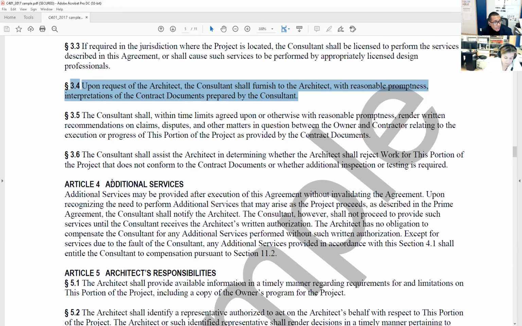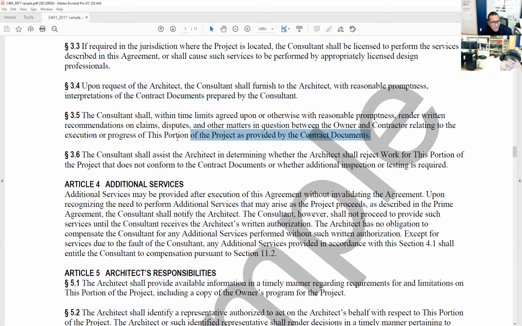Okay. Section 3.5, the consultant shall, within time limits agreed upon or otherwise with reasonable promptness, render written recommendations on claims, disputes, and other matters and questions between the owner and the contractor relating to the execution or progress of this portion of the project as provided in the contract documents. If there are any claims or issues, if they're going through disputes and they actually have to do with this consultant, the consultant shall actually answer to them.